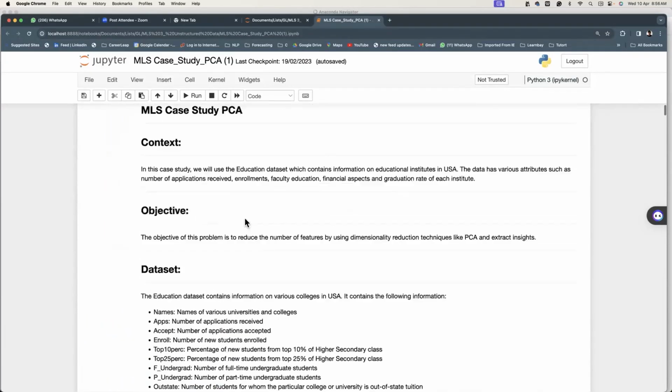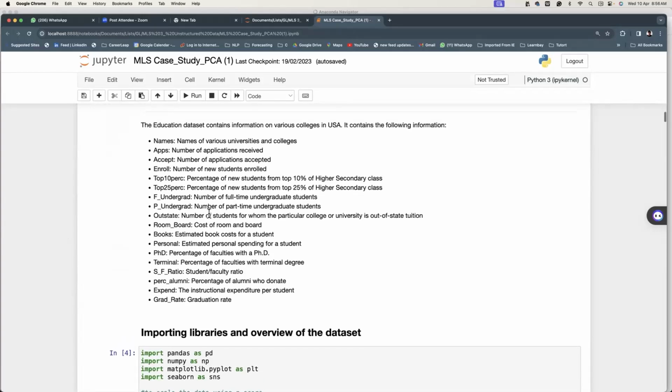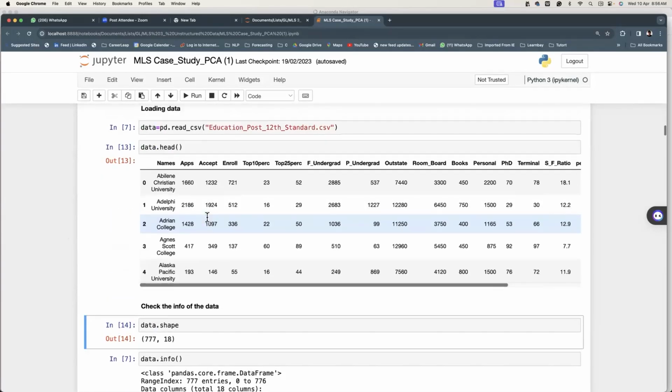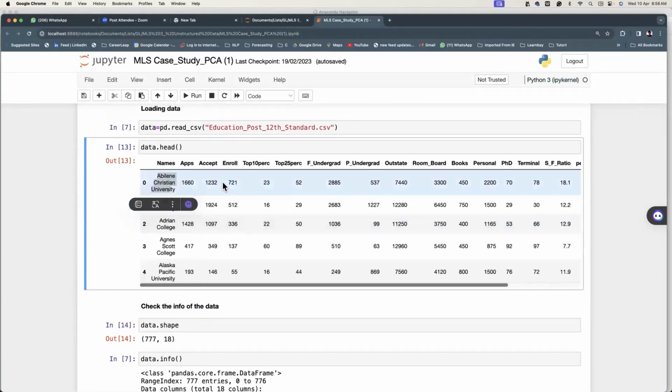Fine. So I have a data set which consists of this. We can directly look at the data. So this is university admission data, right? You have different universities like Alaska Pacific University, Abilene University, different universities are there. All are US universities. And you can see some information.